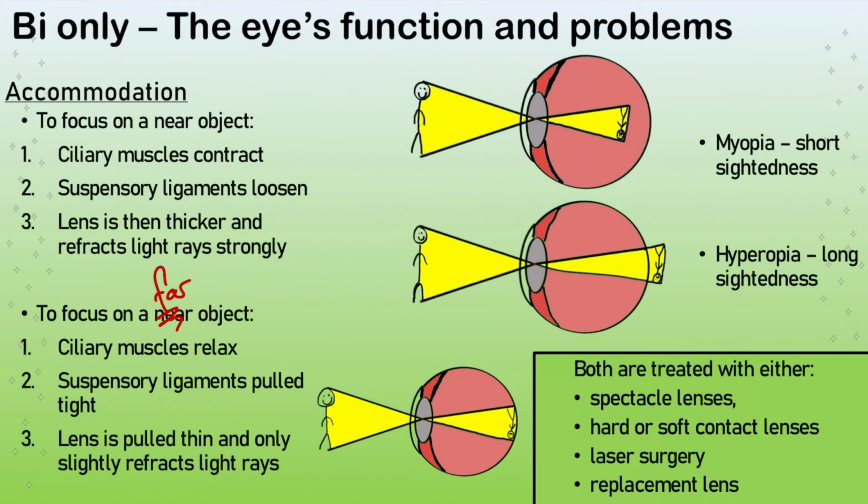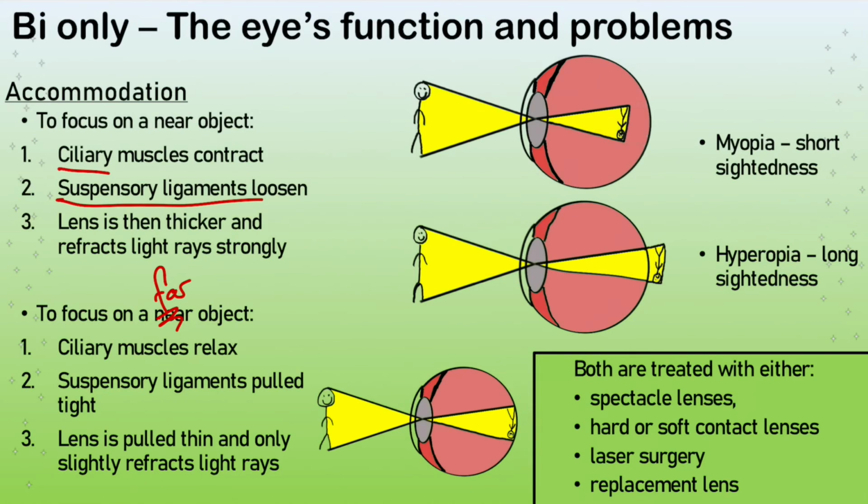That word is so annoying. Ciliary muscles. And we've got suspensory ligaments. So to focus on a near object, we have the ciliary muscles contract and the suspensory ligaments loosen. What this does is it causes the lens to get thicker and then refracts light more so that it's bringing light back onto the retina properly.